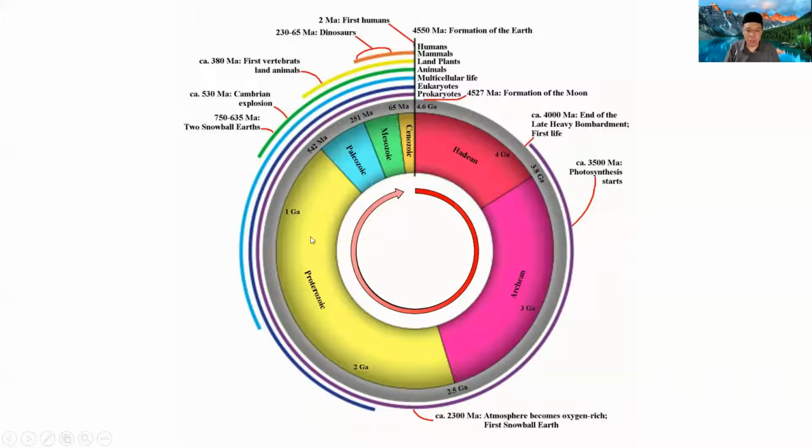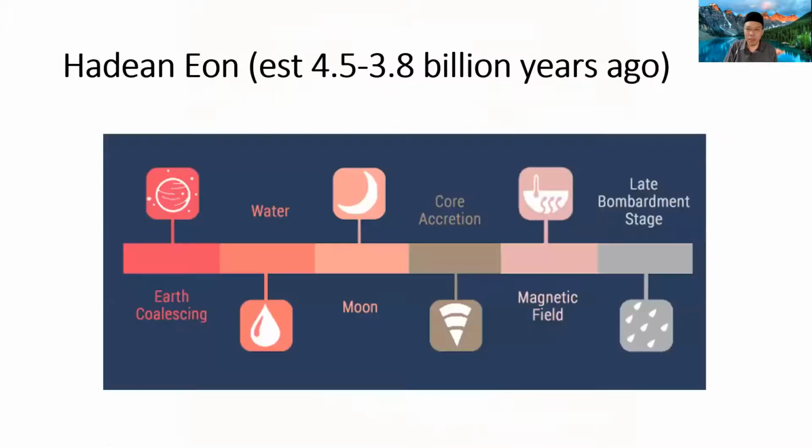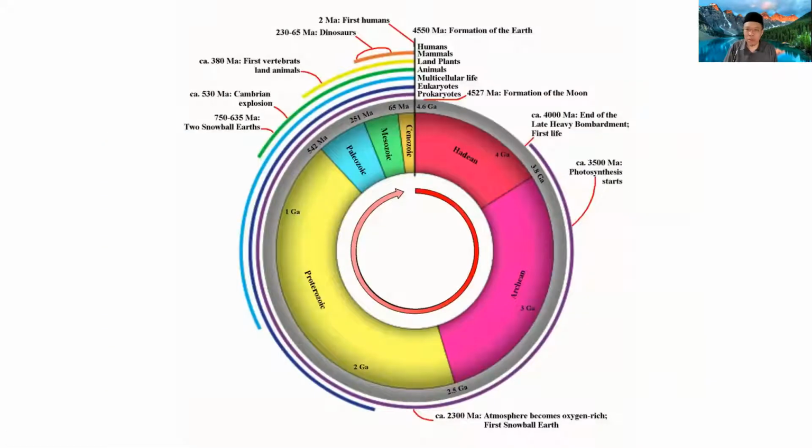But the biggest period is the Proterozoic period, which is about 2 billion years. Then after that, the last part, which is our era, is called the Phanerozoic period, which is about half a billion years. So if you look at this chart here, this bar chart, the first 1 billion years of Earth history, nothing much happened in terms of life. It is just a period where the formation of the Earth came about.